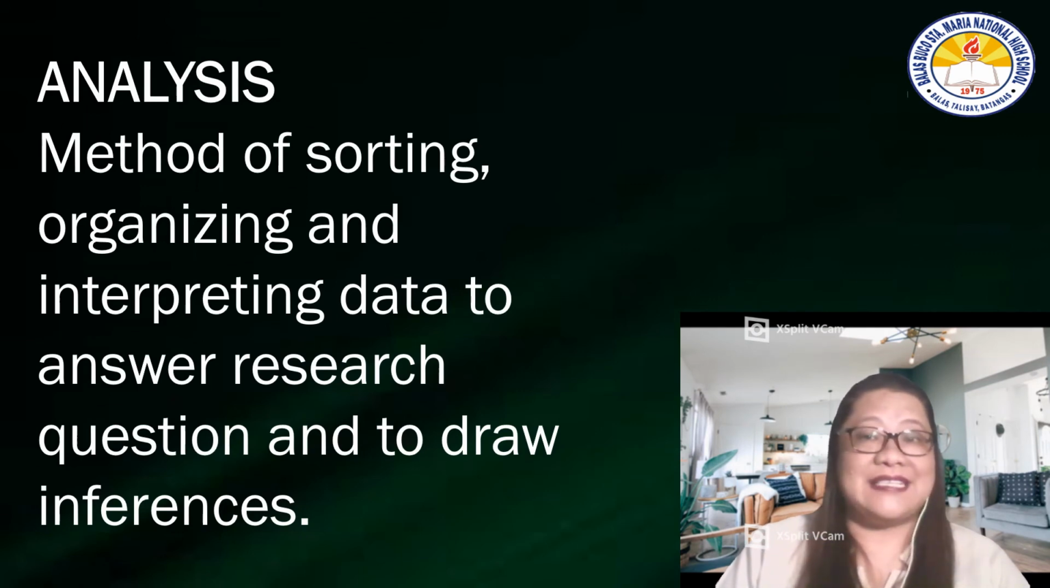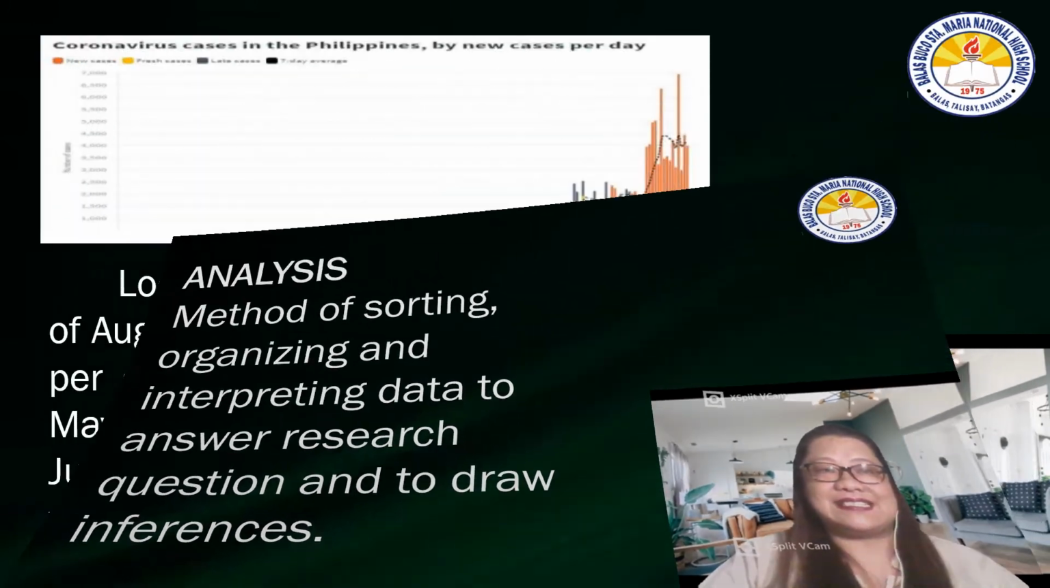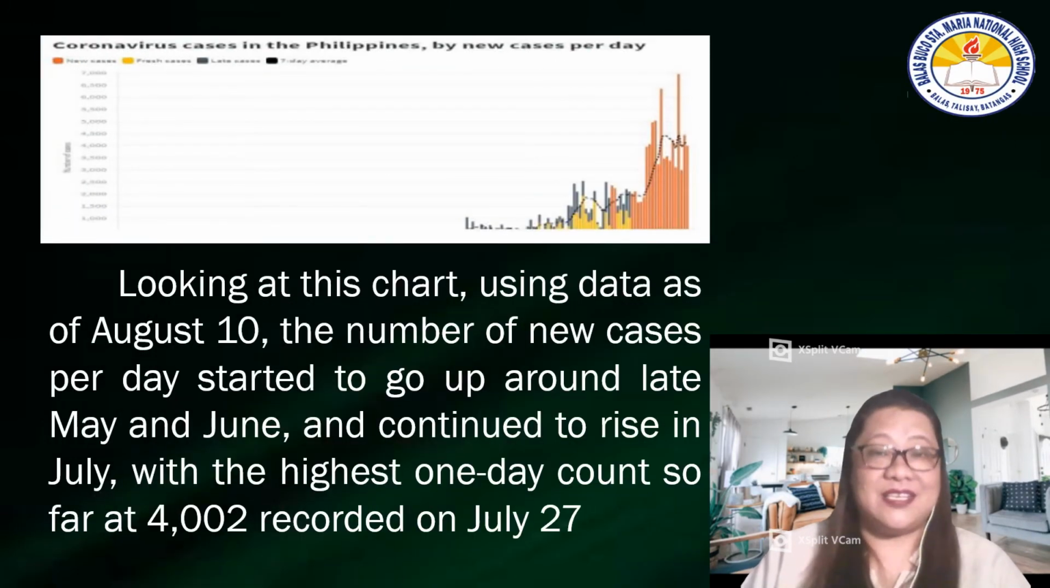Another term is analysis, the method of sorting, organizing, and interpreting data to answer research questions and to draw inferences. Looking at this chart, using data as of August 10, the number of new cases per day started to go up around late May and June, and continued to rise in July, with the highest one-day count so far at 4,002 recorded on July 27.